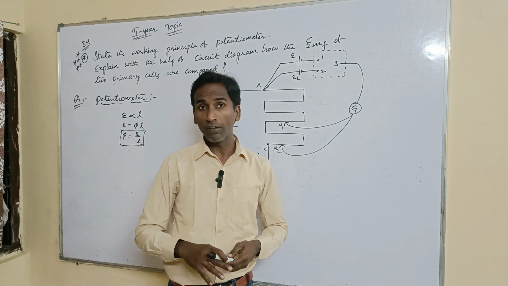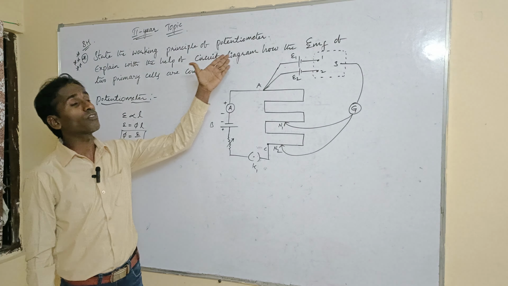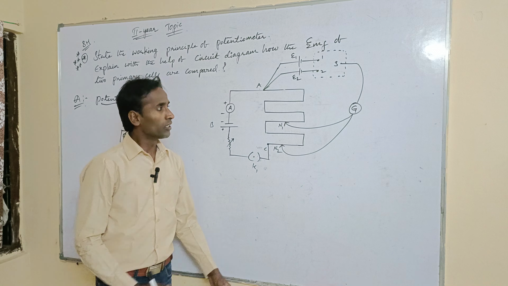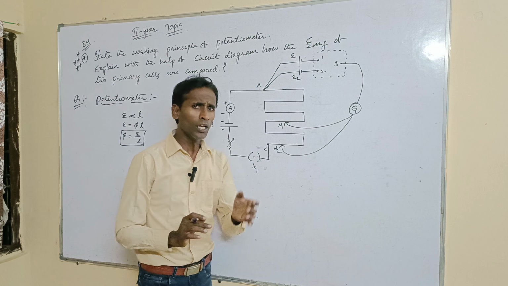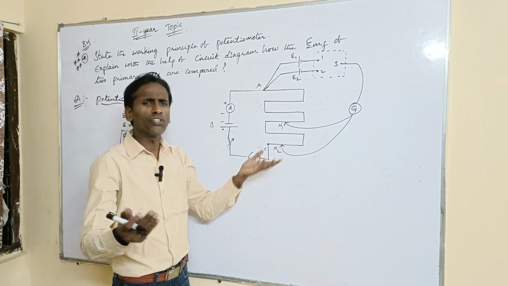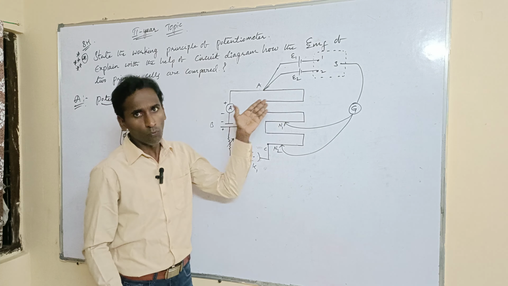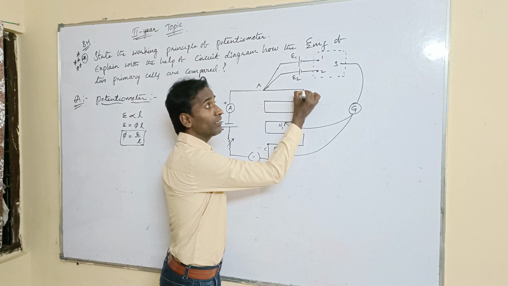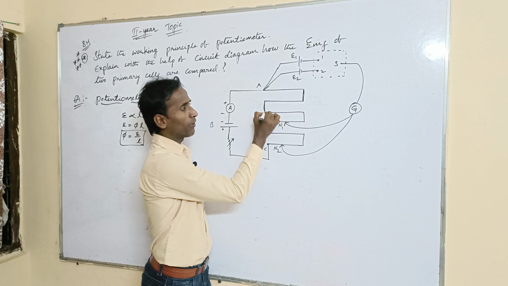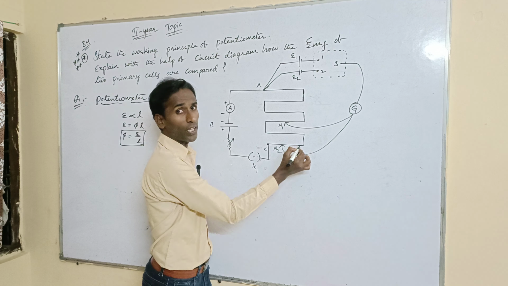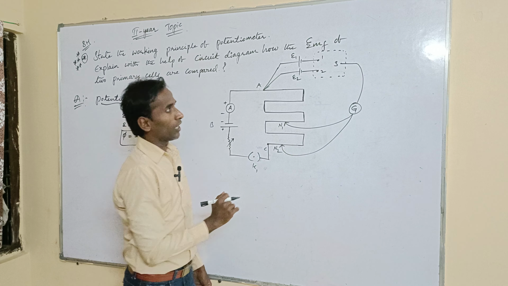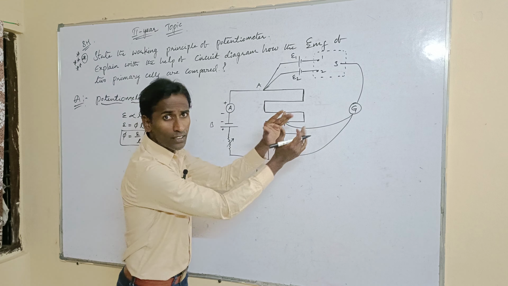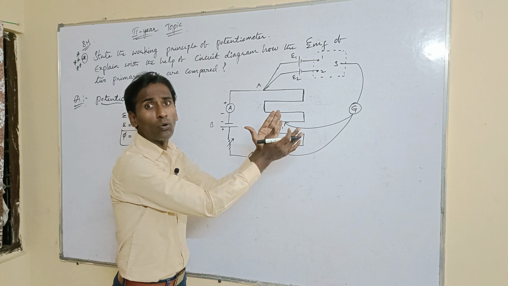Now we are going to explain with the help of a circuit diagram how the EMFs of two cells will be compared. First of all, the length of the potentiometer wire can be 4 meters, 6 meters or 10 meters. The potentiometer wire is connected to copper wire, here also copper wire, here also, here also. It will look like a C. Now this total circuit diagram consists of a left side and a right side. The left side is the primary circuit and the right side, all the connections, is called the secondary circuit.